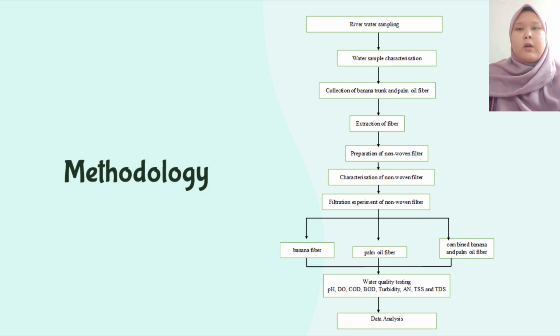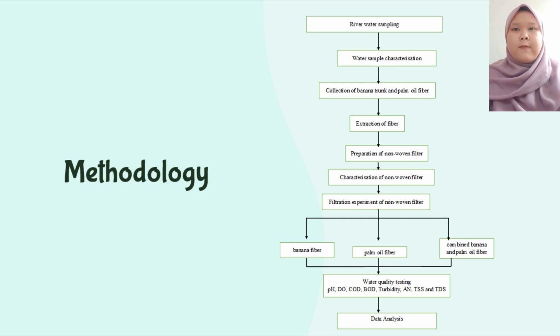Next, the fiber are converted into non-woven filter by a needle punching processes using a needle punching non-woven machine from the non-woven laboratory University Tun Hussein Onn, Malaysia, Pago. 3 types of non-woven filter is produced, which are banana fiber, palm oil fiber, and combination of banana and palm oil fiber. The characterization of non-woven filter are used FESEM, EDX, and FTIR.